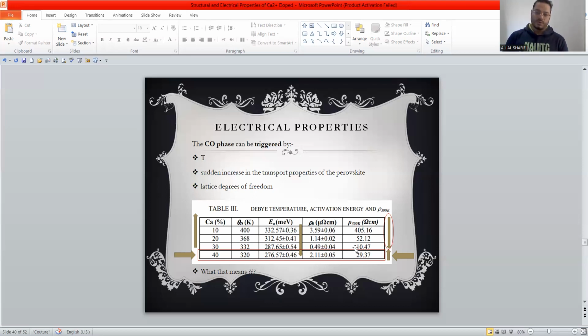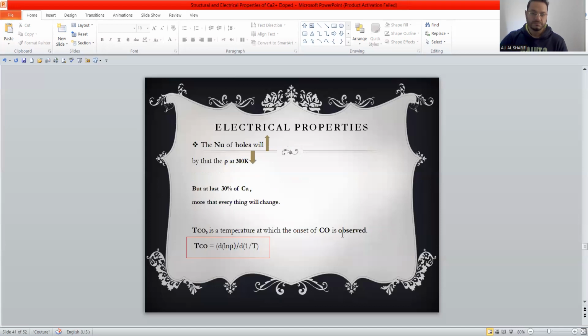Here we are seeing a jump a little bit from 10.47 to 29.37 ohm centimeter. Now let's talk about the reason for the resistivity increase, or why, while at the same time this compound is a good conductor.